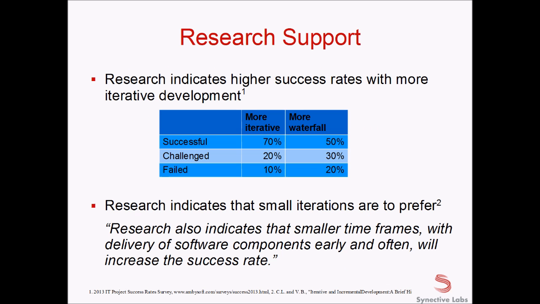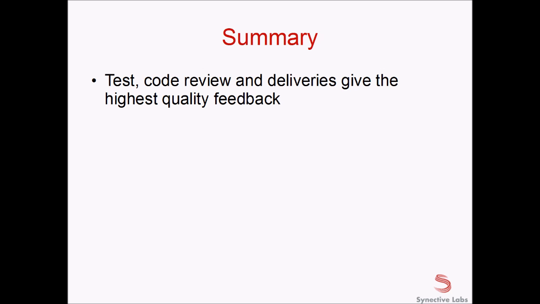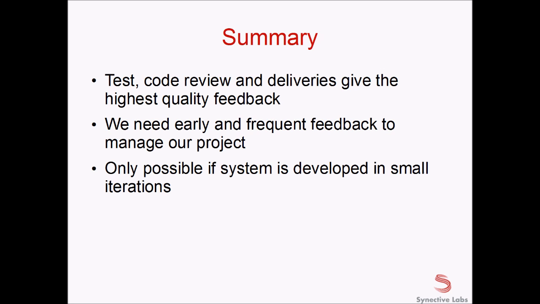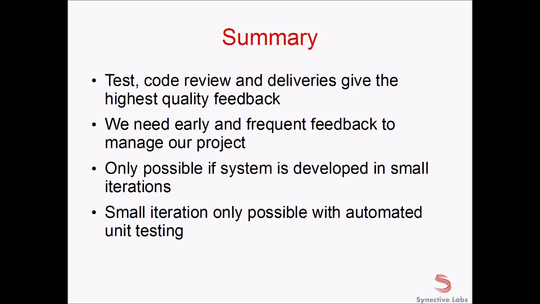So far, I've been motivating the use of unit testing with control theory, but there's also research in this area. It shows that projects working more with iterations are more successful than those that don't, and that smaller iterations are to be preferred in order to increase the success rate. So in summary, tests, code review, and deliveries give the highest quality feedback, and we need early and frequent feedback in order to manage our project in the best way. This is only possible if we develop in small iterations, and small iterations are only possible with automated unit testing.